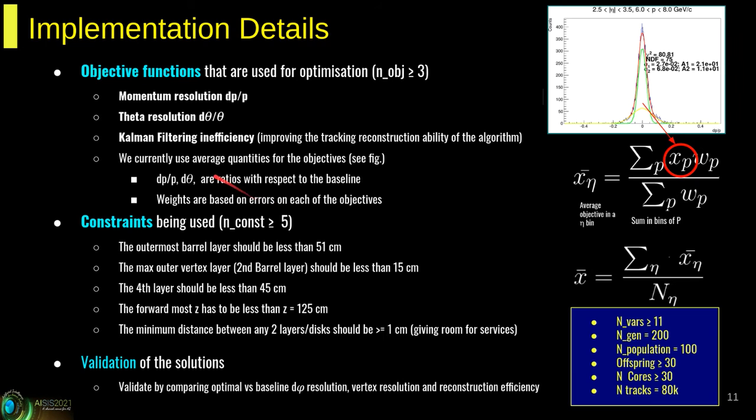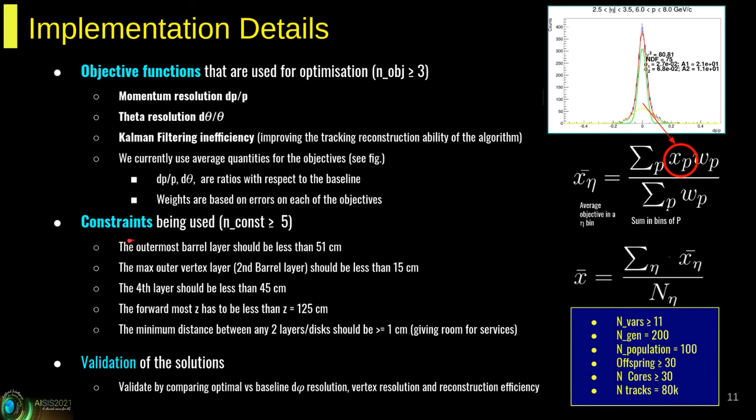Here's how the optimization works. We use the NSGA2 algorithm to suggest new design points. Then we simulate the new design point in the Geant4 based framework, which is Fun4All. Once that is done, we perform an analysis on the result. So for the problem at hand, we have three objectives, namely the momentum resolution, the theta resolution, and the Kalman filtering inefficiency, which is a measure of the ability of tracking reconstruction. Without much math, these resolution measures are a ratio with respect to the baseline detector that is currently proposed in ePIC. The errors on these fits and the resolutions are properly carried over into the calculation.